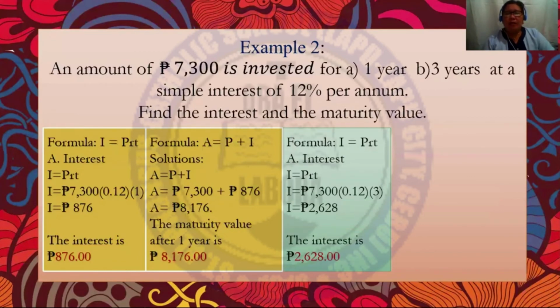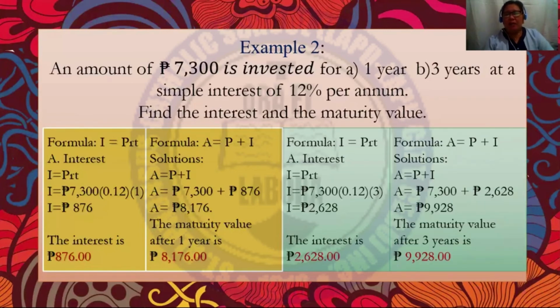For the next solution, let us solve for the interest for 3 years. 7,300 pesos for P times 0.12 for R and 3 for T. Multiplying 7,300 and 0.12 and 3, so we will have 2,628. So the interest is 2,628 pesos.